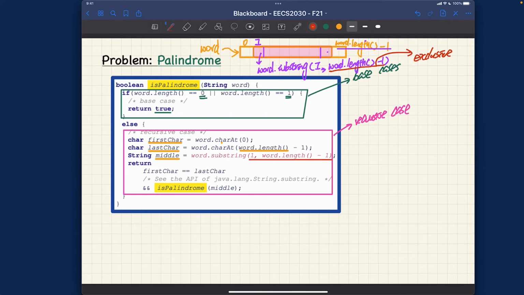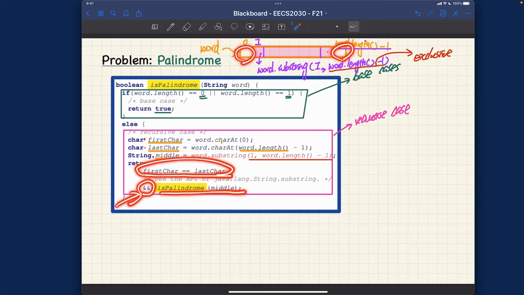All right, so we got the first character, we got the last character, we got the middle, and then the way we decide whether a word is a palindrome or not, we're going to say the following: the first character and the last character must be the same. And remember the short circuit evaluation, right? If this is already false, we wouldn't really even bother to evaluate this. If this is true, then we will bother to actually evaluate this. That's exactly what the short circuit evaluation is, which we spoke about earlier. You should review it if you've got any doubts.